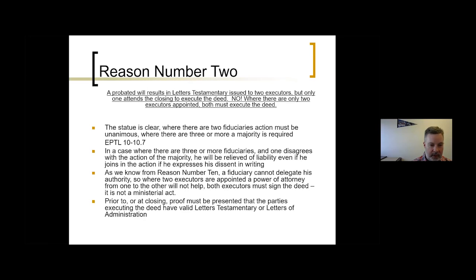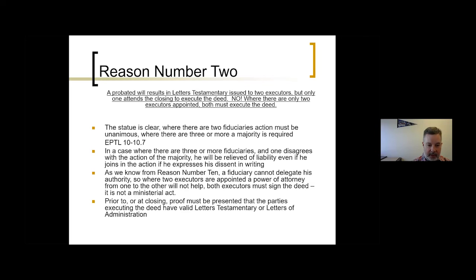Reason number 2, a probated will results in letters testamentary issued to 2 executors, but only one attends the closing to execute the deed. And you don't have the deed pre-signed. That's not going to work. When you've got 2 executors appointed, they both must execute the deed. Statute is clear, EPTL section 11-1.1. When there's 3 or more, you can do a majority, but when there's 2, you need both of them. And as we know from reason number 10, the fiduciary cannot delegate this authority to sign the deed. It's not a ministerial act, so he or she is going to need to sign that deed.